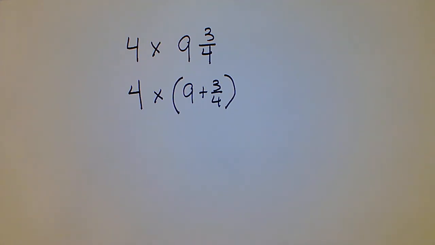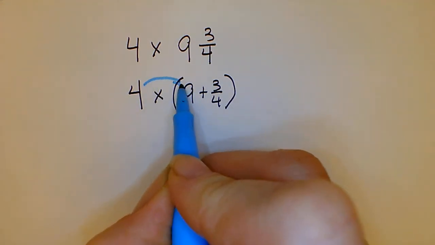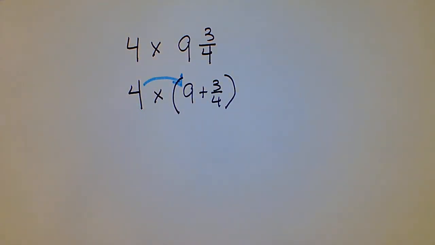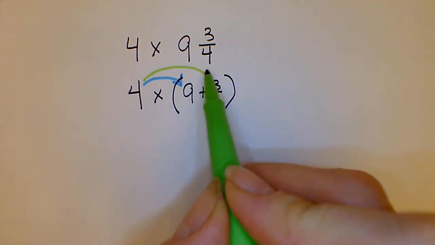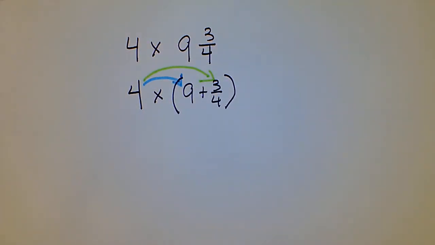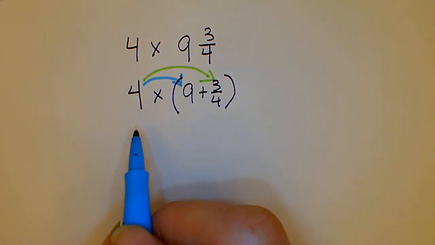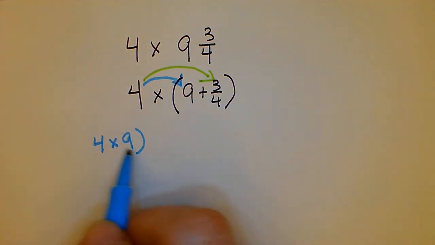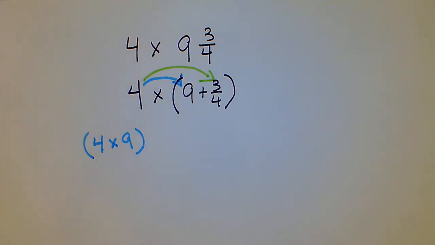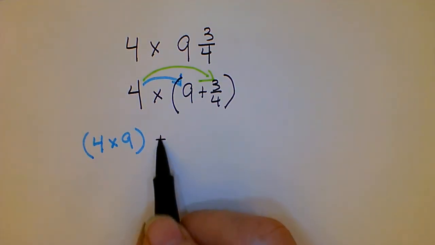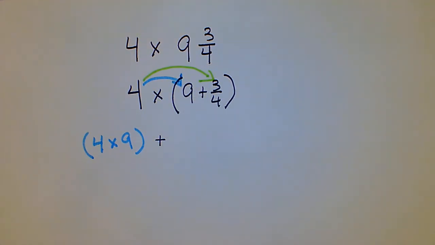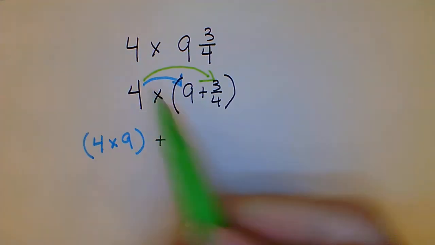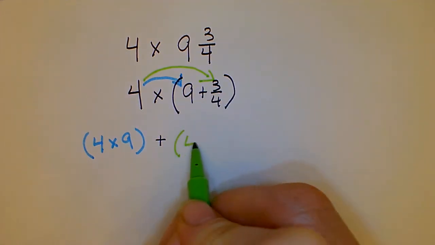And the reason is because we're going to distribute that 4 across. So we're going to say 4 times 9, and then we're also going to do 4 times 3/4. So we're going to do the same thing for both of those. So let's write that. So we're going to do 4 times 9, put that in parentheses. And then remember, we're adding stuff together. We're combining it. That's because we have the addition symbol right there. And then we're going to do 4 times 3/4.